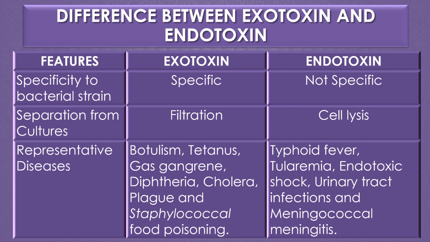Separation of exotoxin from the cultures is done by filtration, and the separation of endotoxin from the cultures is done by cell lysis. Some representative diseases caused by the exotoxins are botulism, tetanus, gas gangrene, diphtheria, cholera, plague and staphylococcal food poisoning. And some representative diseases of endotoxin are typhoid fever, tularemia, endotoxic shock, urinary tract infection and meningococcal meningitis.